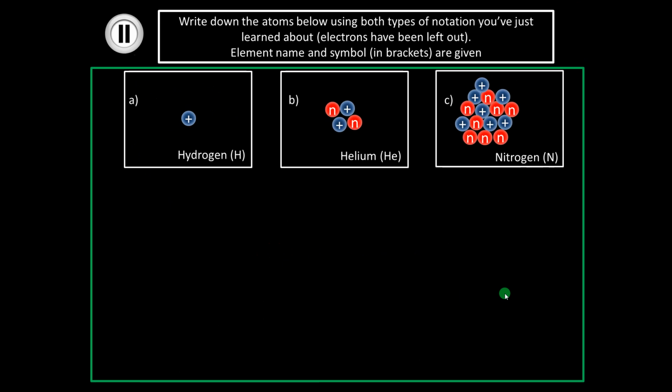Okay, so let's check whether you're happy with that. Look at the diagrams of the nucleus. Again, the electrons have gone now. And see if you can write down the name of the element using that technique we've just shown for both the types of name. Okay, so pause while you do that, and we'll check in a second.